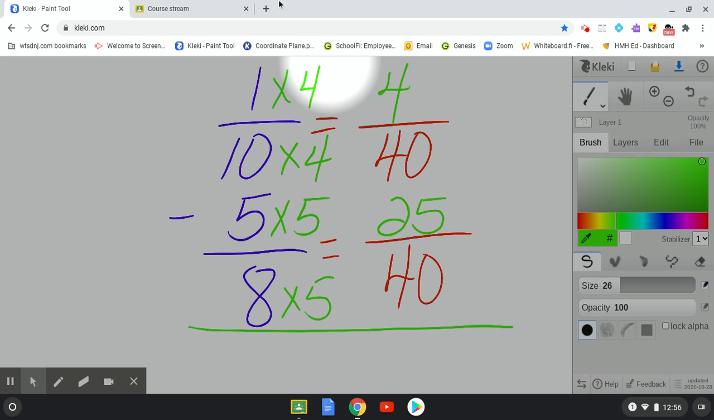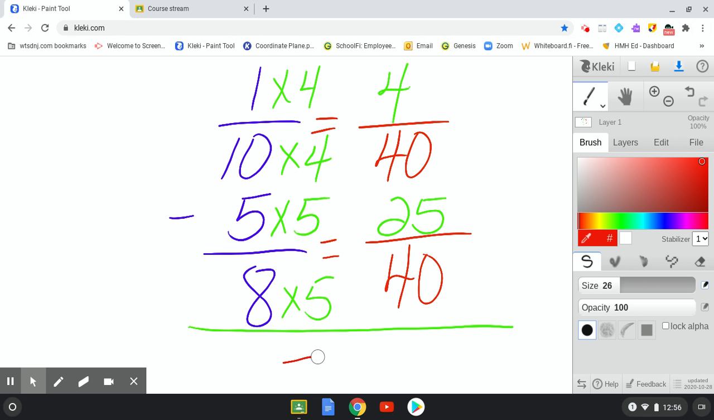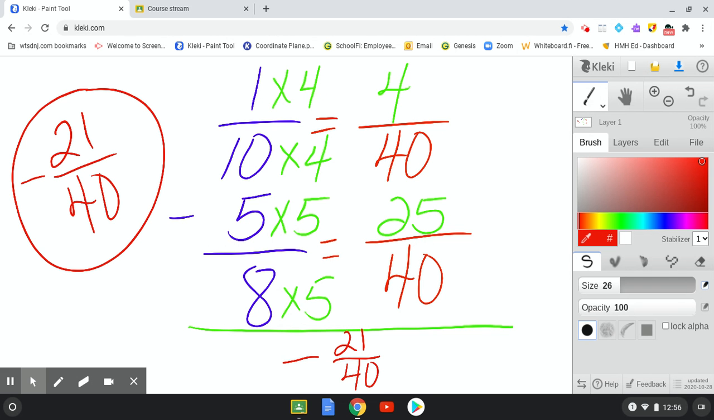So as I always tell you, if you know what your sign is going to be, put it so you don't forget it. So 25 minus 4 gives me 21 out of 40. So in this case, I have negative 21 40ths. Now, if I could simplify this, I would, but it just so happens I cannot simplify negative 21 out of 40. All right, so here I end up with a negative answer.